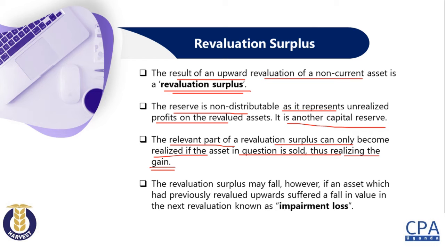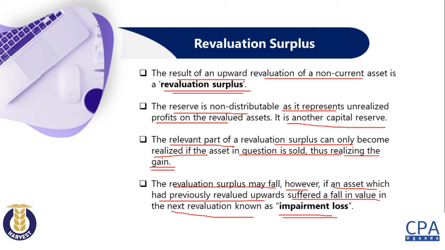As we have mentioned on the slide, this surplus is not distributable the way you see the retained earnings. It's not distributable. You can only realize this if the land or the building is sold. Now, in the fourth bullet, we are saying that the revaluation surplus may fall. However, if the asset which had been previously revalued upwards suffers a fall in value in the next revaluation, that is what we call impairment loss.